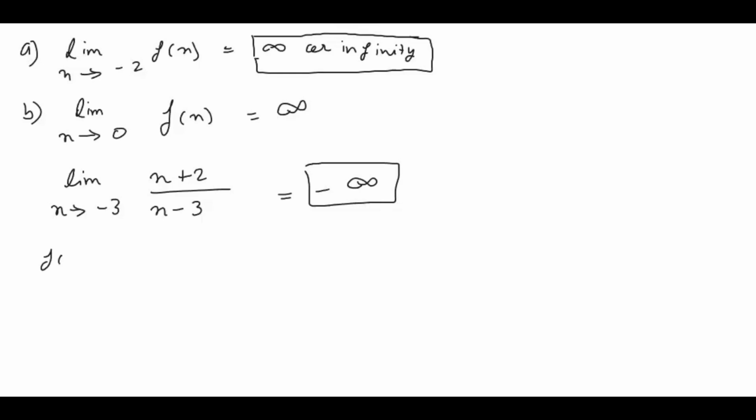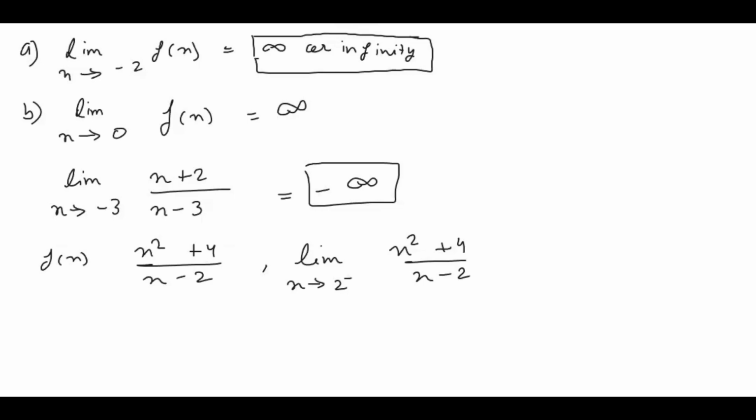Now function x square plus 4 x minus 2, here limit x tends to minus 2, so here x to the power 2 plus 4 upon x minus 2 will also give minus infinity.